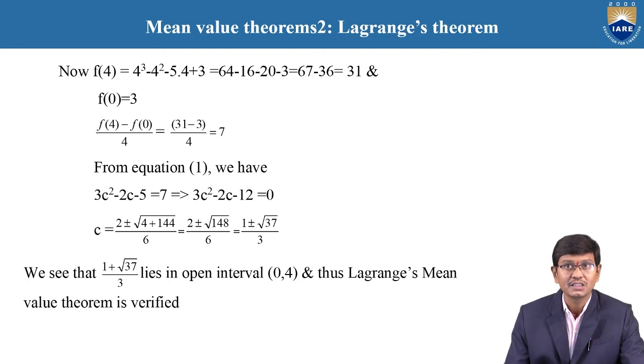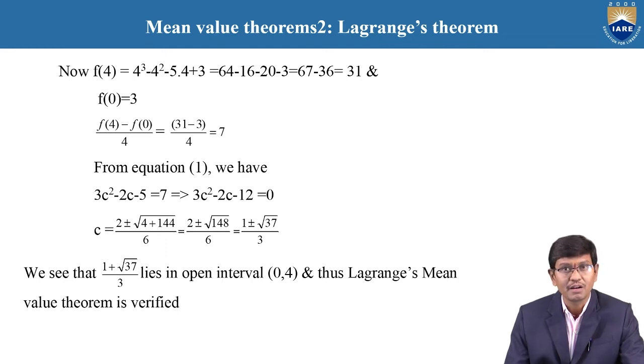The final solution is clearly 31 only. And f of a, at the point a equals 0, therefore f of 0 is equal to 3. Therefore, (f of b minus f of a) by (b minus a), that is (f of 4 minus f of 0) by 4, is equal to, clearly the respective values, (31 minus 3) by 4. The solution is 7.